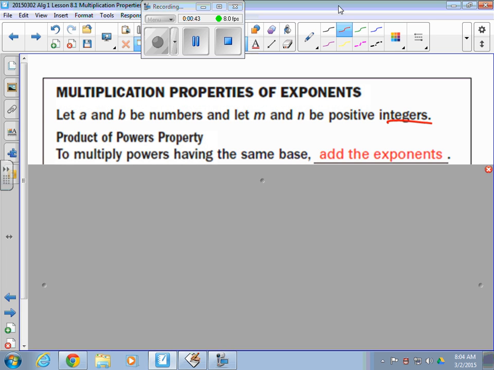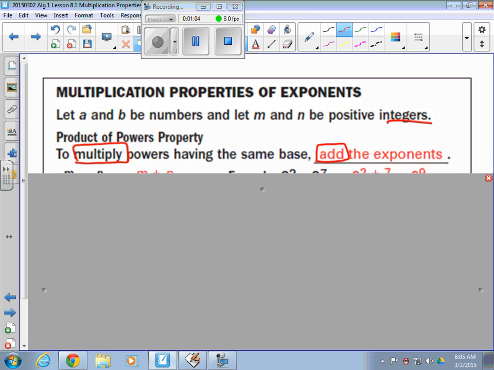So what you have to know is multiplication is paired with addition. On the next lesson, actually two lessons from now, we're going to talk about division properties of exponents. Division pairs with subtraction, multiplication pairs with addition. It's a pretty easy concept when you see it in action.